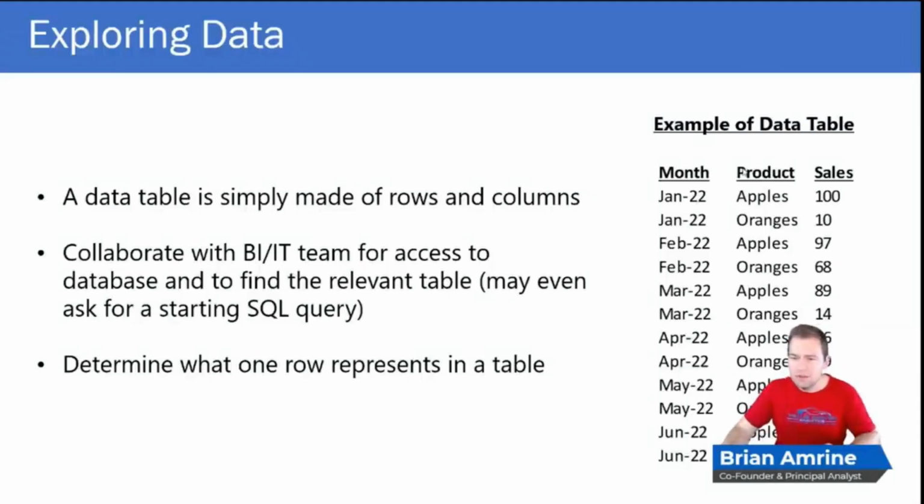We have an example over here. This would be a table that is one row per month product combination with the number of sales that occurred for that particular month product combination. It's a set of rows and a set of columns.